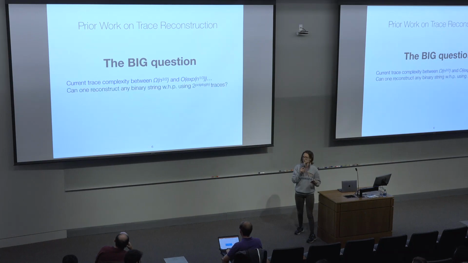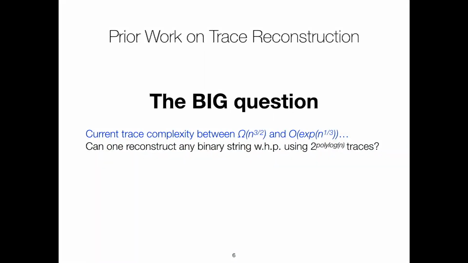But the big question, which we've all been thinking about who care about this problem, is can we reconstruct any binary string with high probability using sub-exponential traces? Okay, so like 2 to some polylog n traces. And the sad thing is that really nobody knows.